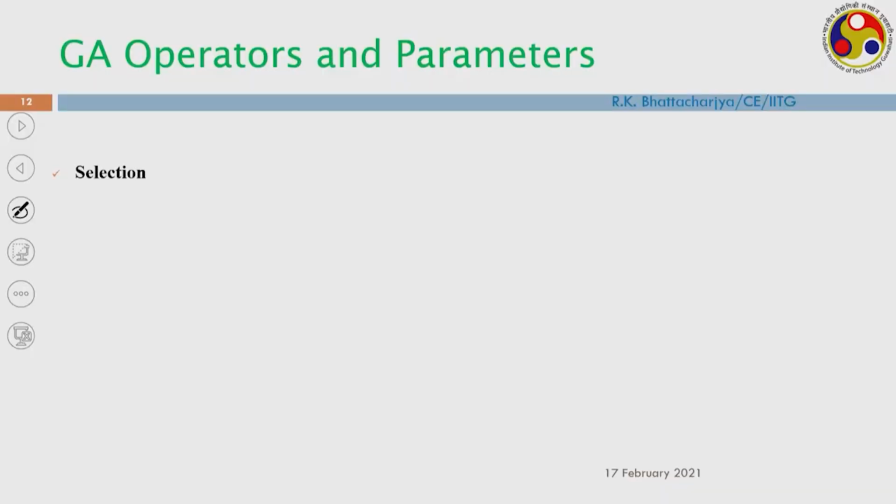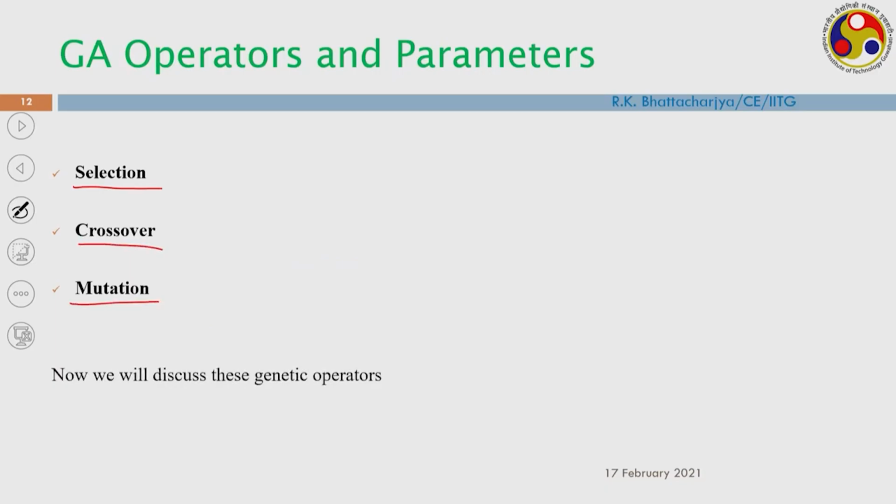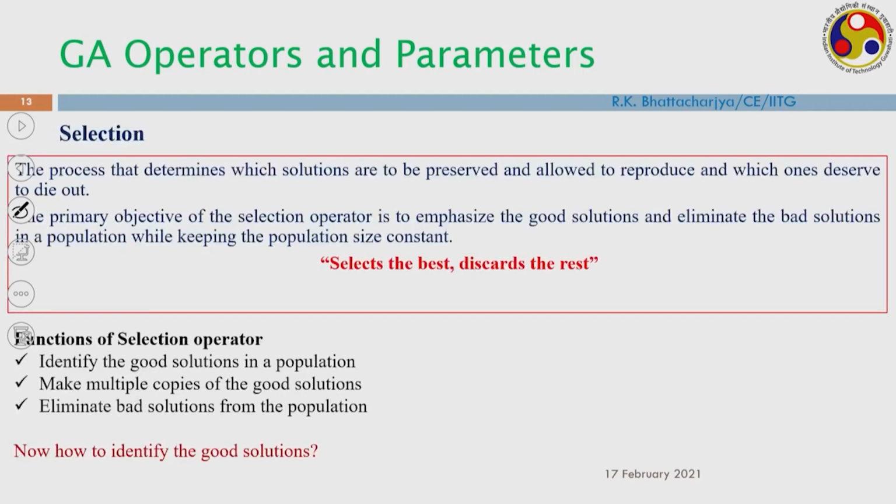As I said, there are 3 operators here: selection, crossover and mutation. We will discuss these genetic operators one by one, and I will also discuss what the function of these 3 operators is, what they do basically, and how to implement them. The first operator is the selection operator.